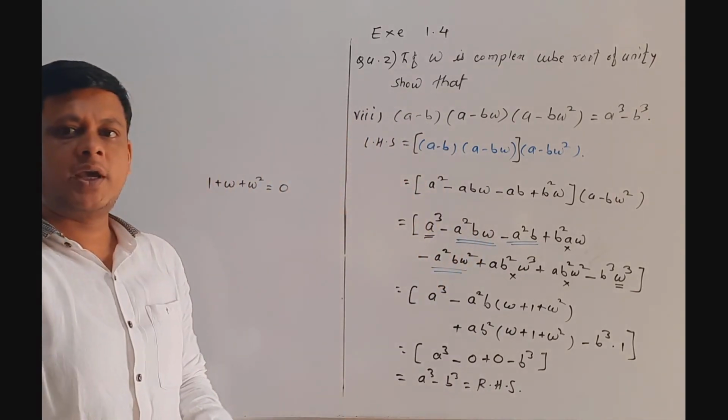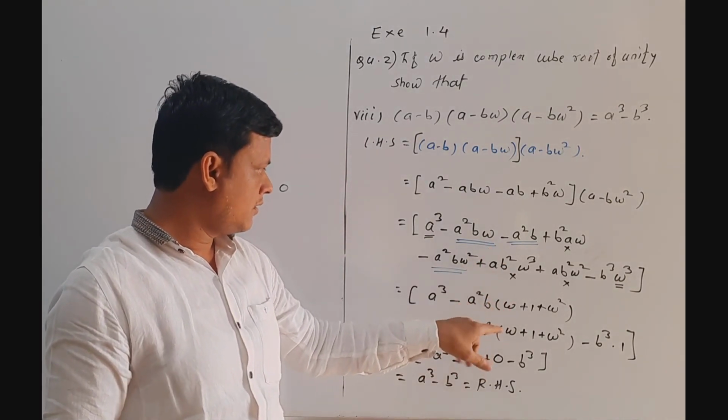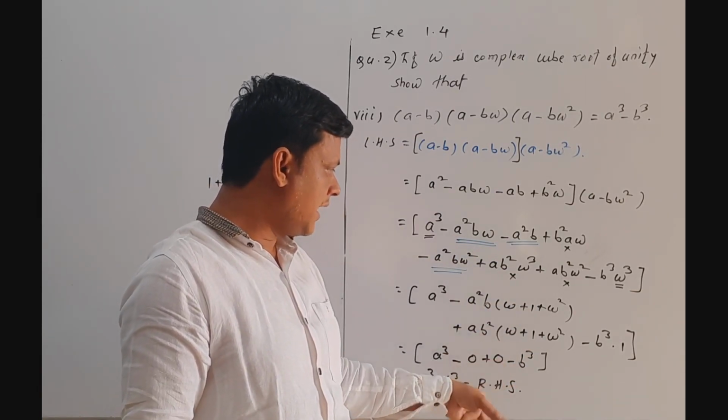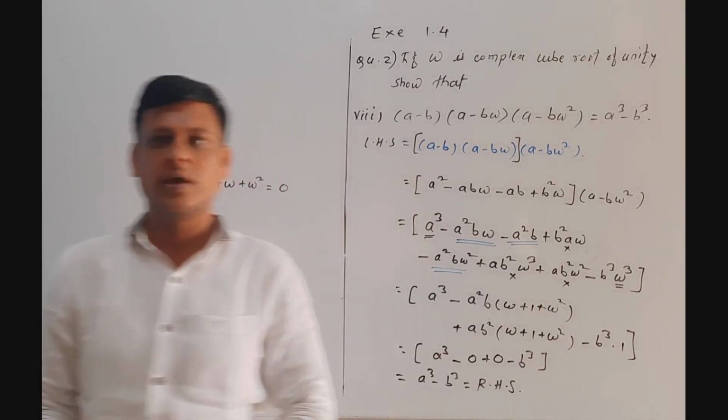So in this way we can solve. You just have to take common A square B, then you have to take common AB square, and you have to replace omega cube as 1. So in this way you can calculate this.